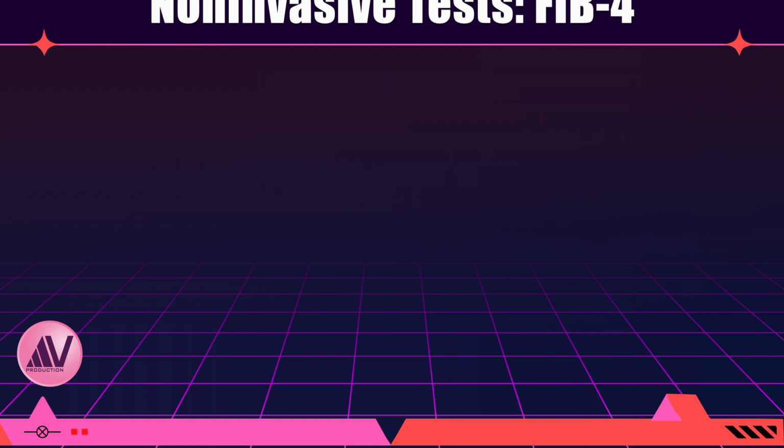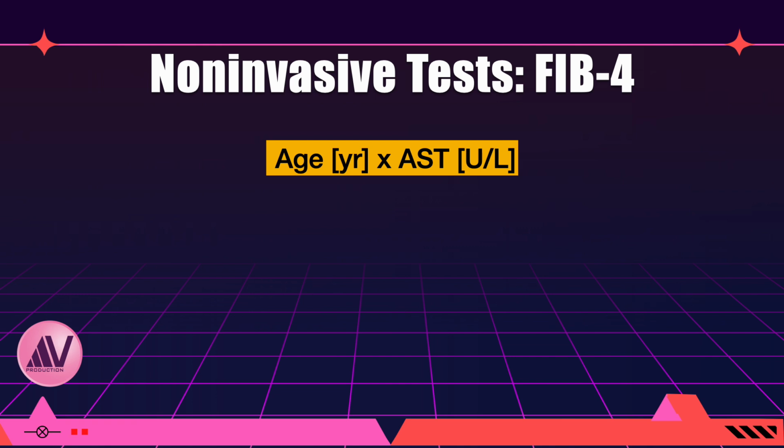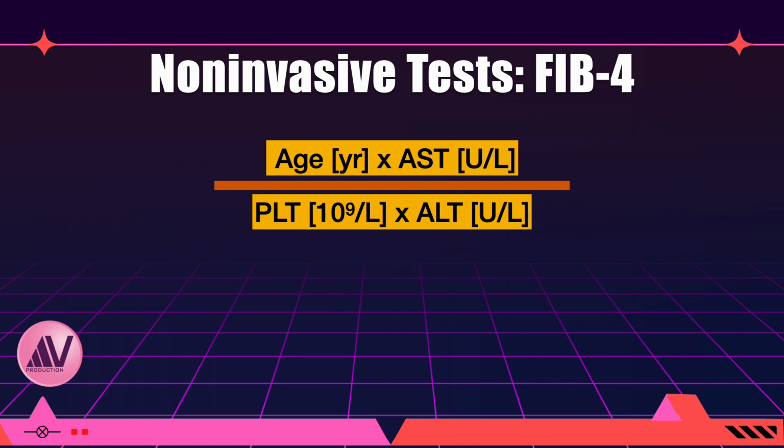In the FIB4 combination model, four parameters are considered: age, liver enzymes such as ALT and AST, and platelet count. It is calculated by using the formula age multiplied by AST, and this result is divided by the outcome of multiplication of platelets and the square root of ALT.